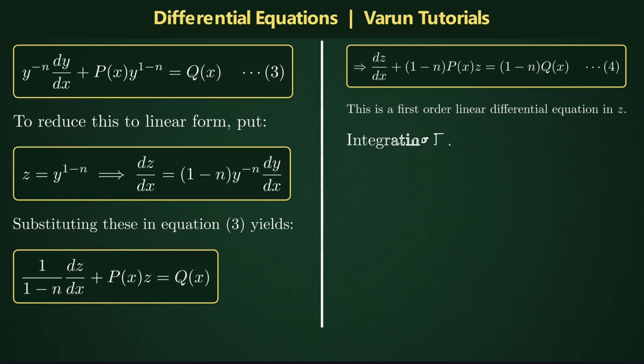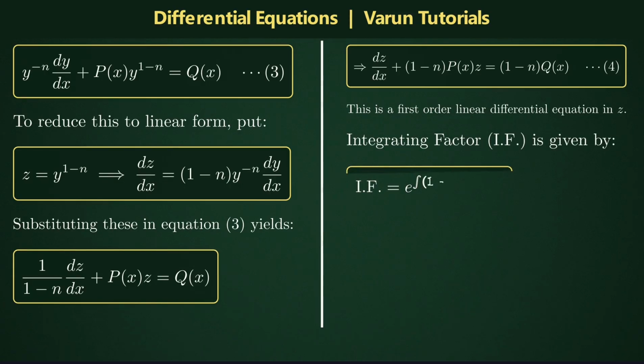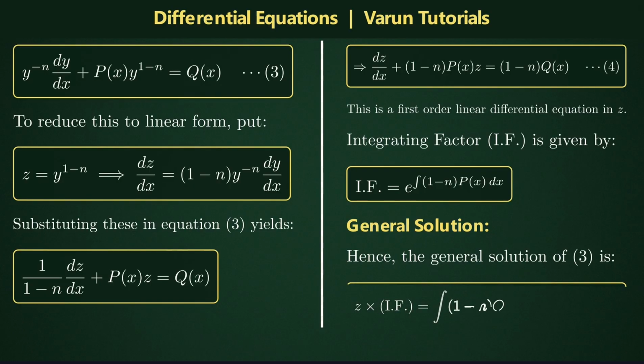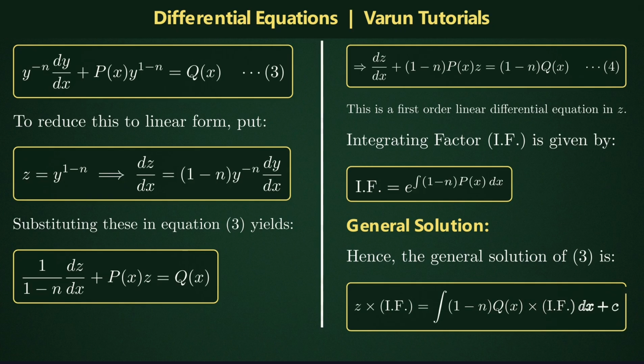The integrating factor is calculated as follows. Integrating factor equals e raised to the power of the integral of the quantity 1 minus n times p of x, dx. Finally, let us obtain the general solution. Hence, the general solution of equation 3 is z times the integrating factor, equals the integral of the quantity 1 minus n times q of x, times the integrating factor, dx, plus c.